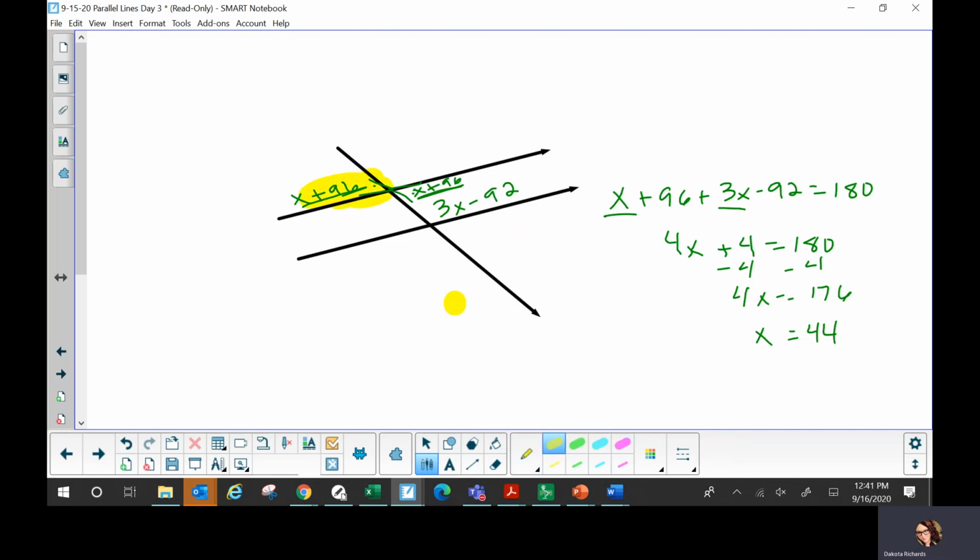so this angle and this angle, they're not alternate interior, they're not alternate exterior, they're not same side. So you kind of have to create one of those special pairs, and you know that these are vertical, so they're going to be the same thing. That's why I put x plus 96 here, creating those same side interior angles. It's a good question. Thank you.